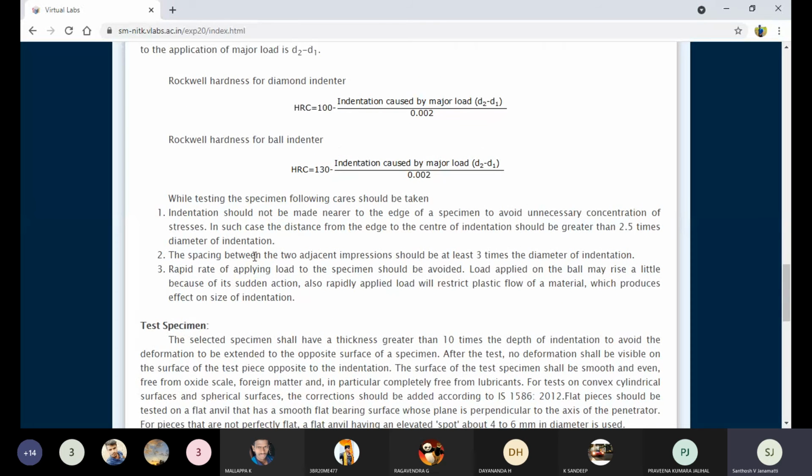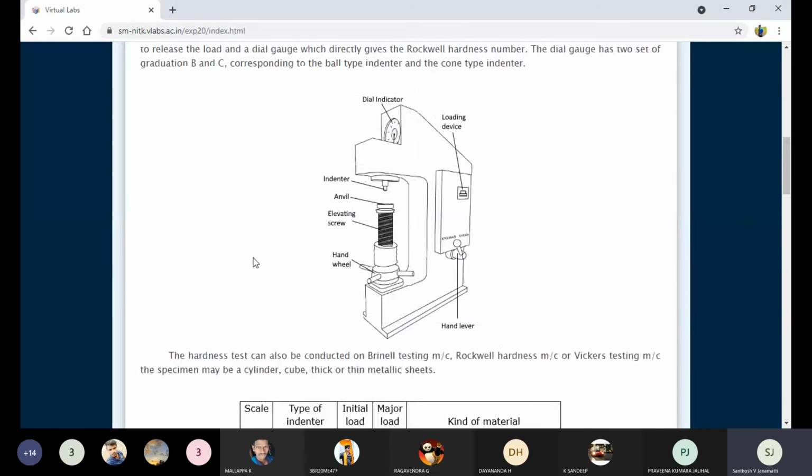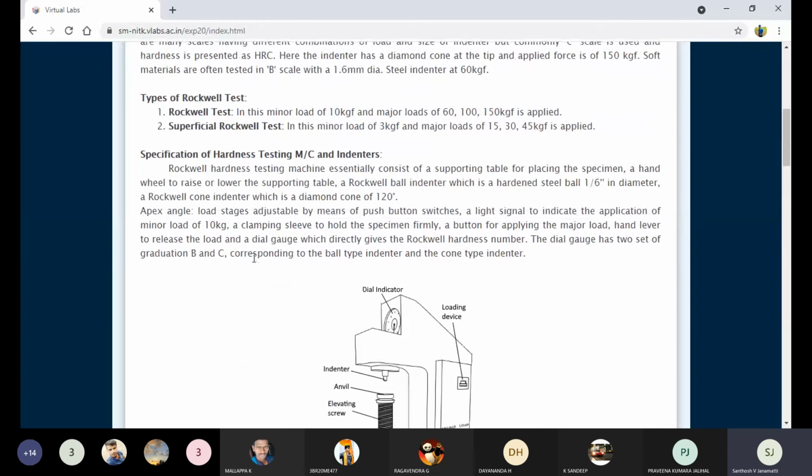Collect the sample. There are different types of samples available, and the instructors will give you the samples. Maybe the sample is mild steel, or sometimes cast iron or aluminum. Steel, aluminum, copper: these three different samples are available in our laboratory. Once you collect the samples, you can go for the conduction.